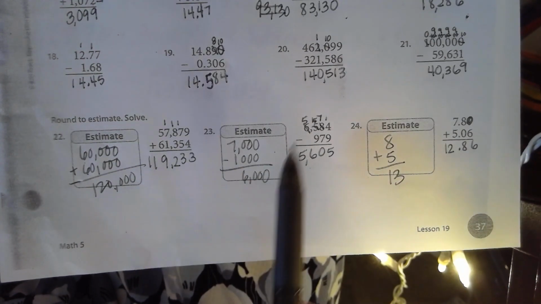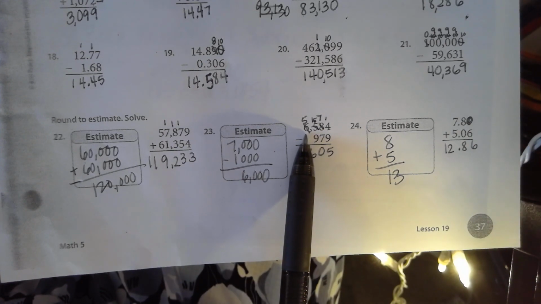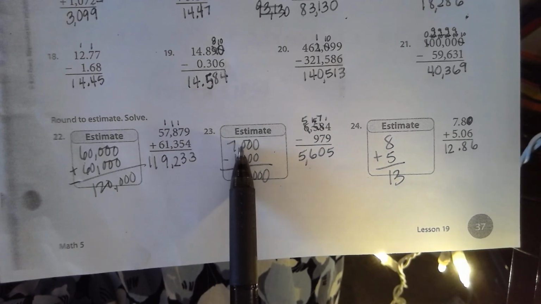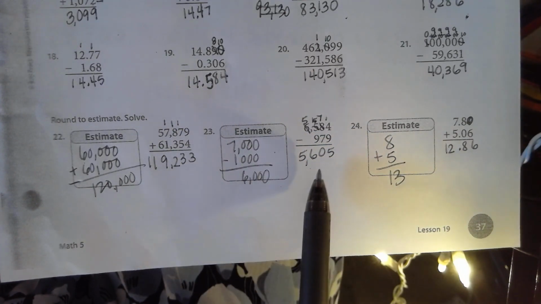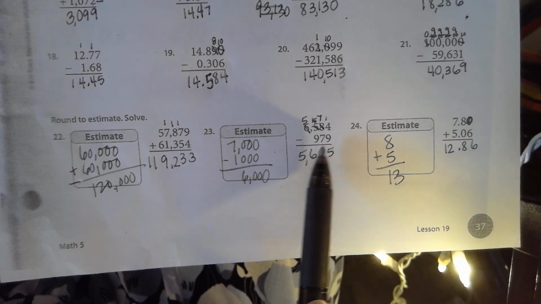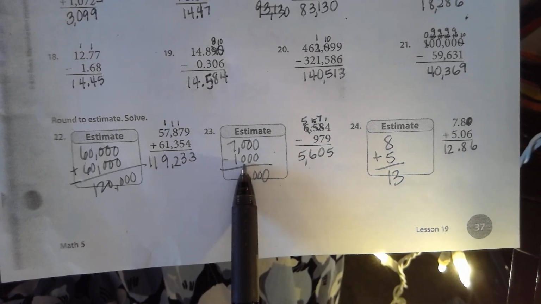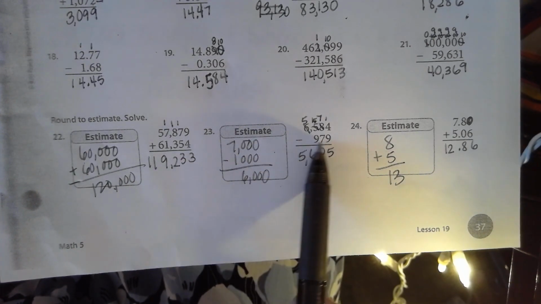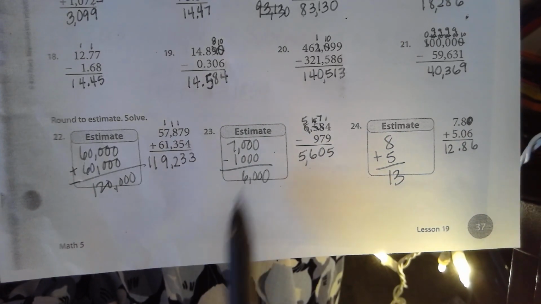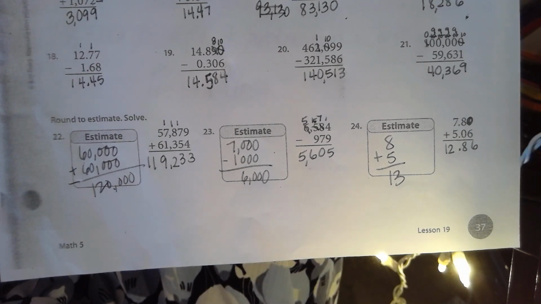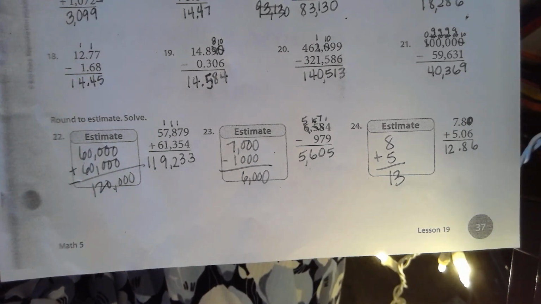For number 23, again, that's 6,584. Because of that 5, I rounded the 6 to a 7. All zeros after. The 979, because I'm taking that 9 and making it a 10, that rounds you up to 1,000. Right? So you made it a 10, replace the 7 and the 9 with 0, 0, 0. Subtract those. My answer for 23 is 5,605. Anybody have something different for that one?